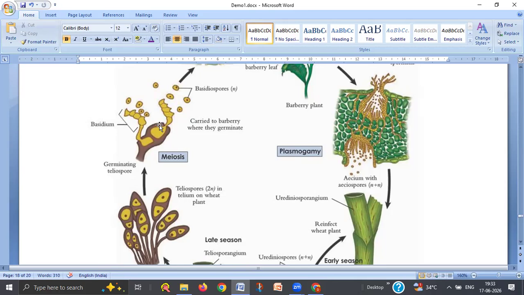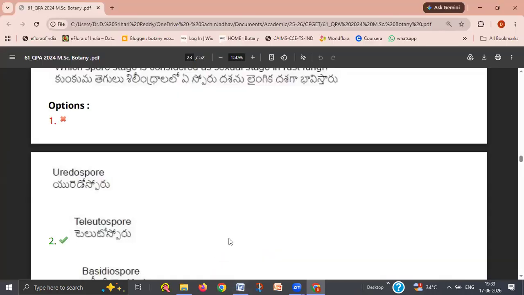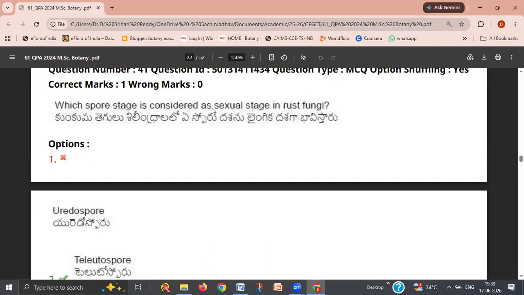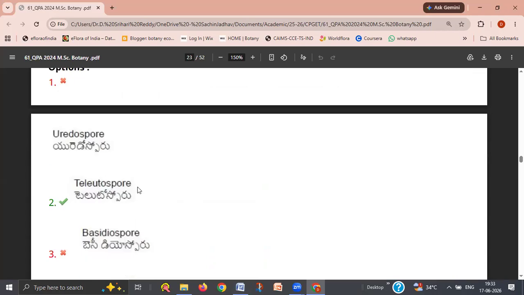In the life cycle of Puccinia, what is the sexual stage? The teleutospores. After the formation of the teleutospores, these two nuclei are fused and form a diploid zygote. It undergoes meiosis and forms 4 basidiospores. So here the question is, which spore stage is considered the sexual stage in rust fungi? So teleutospore is considered the sexual stage in the life cycle of Puccinia.